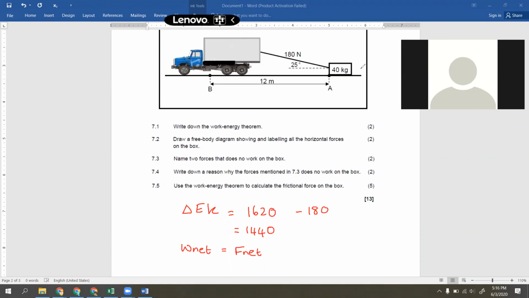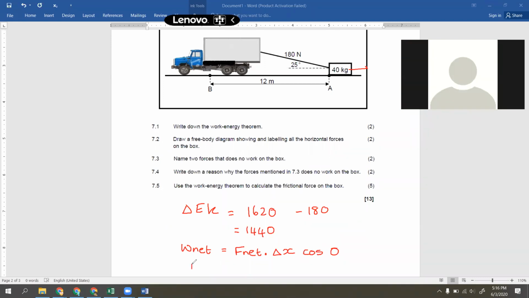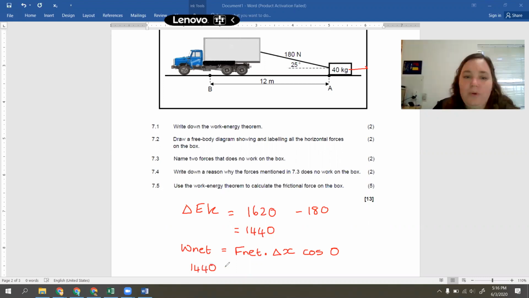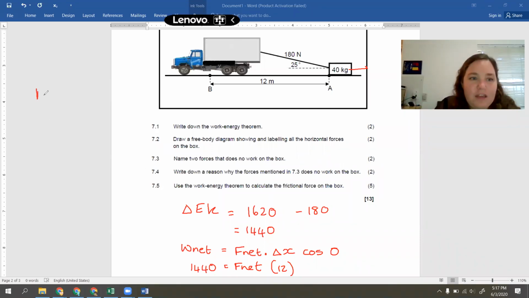Let's go back. Let's pause. Yes. So here, F net is one. Okay, so you went W net is F net times delta X. And then we kind of assumed that our cos was just going to be cos of zero for now. Okay. So you said 1440 is equal to F net times 12. Yes, that's correct. So I divide by 12 and I get that F net is equal to 120.